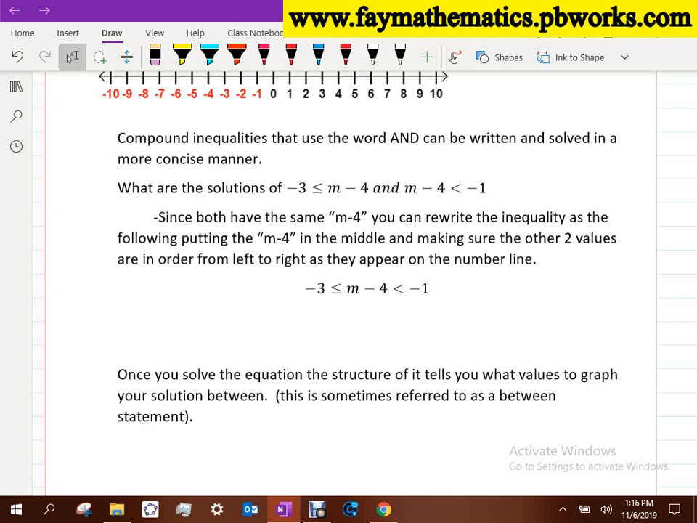This is only going to work sometimes, and it's when one part of your inequality in your and statement is the same as the other. See how this is n minus 4 here? See how this is n minus 4 over here? See how that part of the inequality on the left and that part of the inequality on the right are identical? When you have those identical components with an and statement, you can do what we're going to do. So we've got the word and.